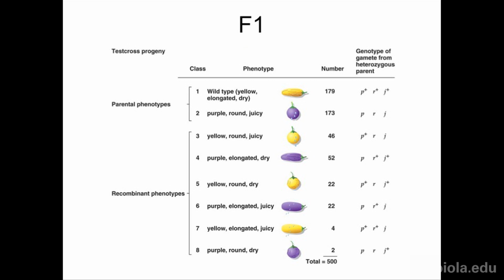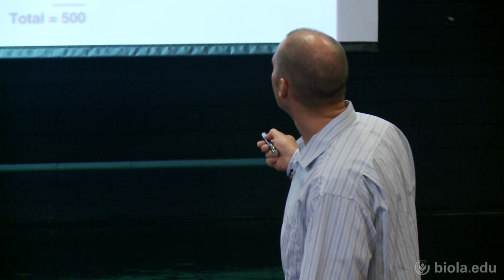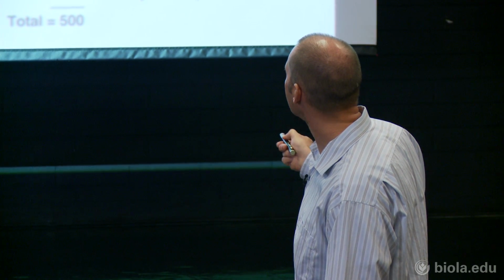Okay? So you would take these two numbers, and you would take the double recombinants, because a recombination event happened there. And so you would add 46 to 52 to 4 to 2. You would divide by the total number that you looked for, and you've got now map units between P and J. Yeah? It should be 104 divided by 500. Is that 104? Yeah, 46, 52, 4, and 2.